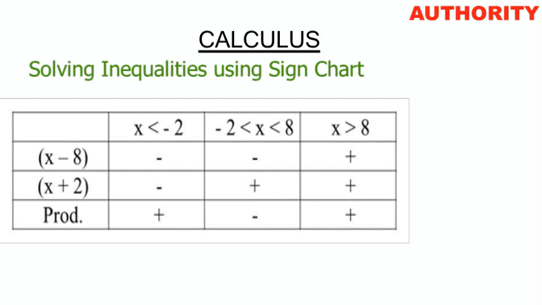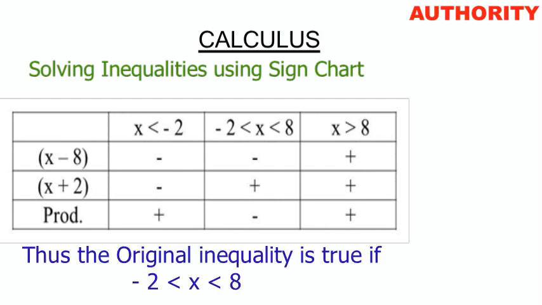Okay, so the one that is correct is thus the original inequality is true if minus 2 is less than x less than 8. That is, it is true for the numbers in between minus 2 and 8. Alright? Yes, thus the original inequality is true if minus 2 is less than x less than 8. Yes, thank you very much.